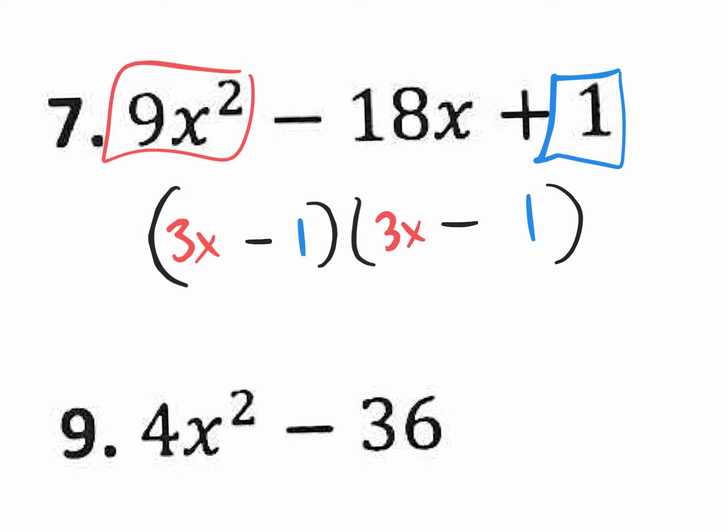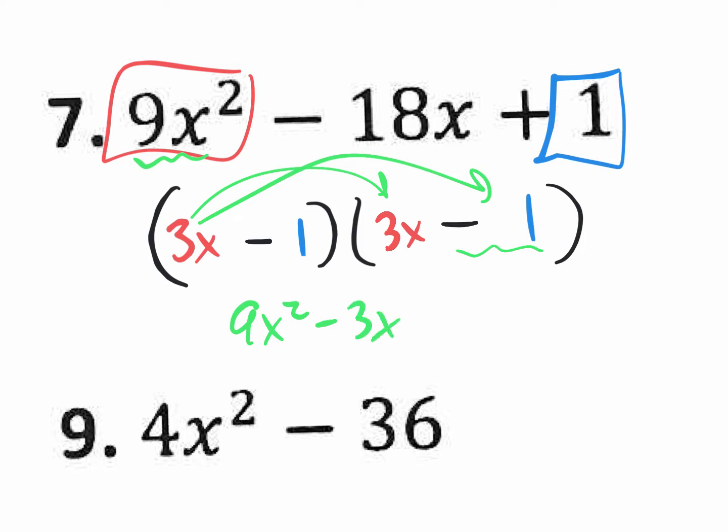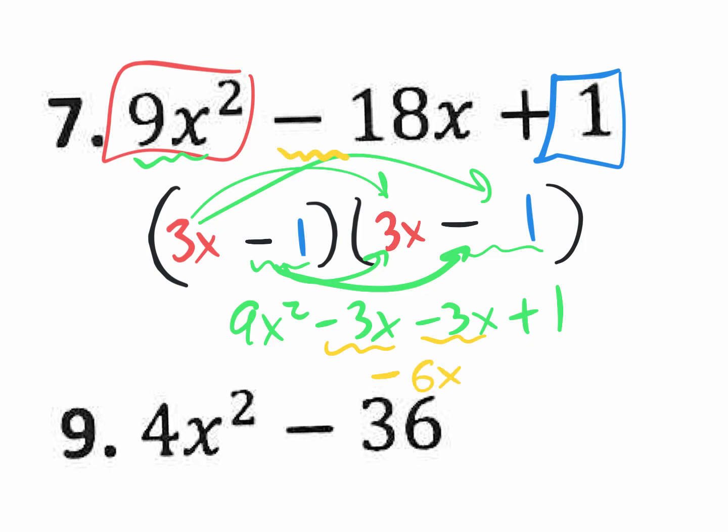So let's distribute 3x times 3x. That is the 9x squared that we have right here. But then I go 3x times negative 1. That'll give me a negative 3x. And then negative 1 times 3x. That'll give me another negative 3x. And then negative 1 times negative 1. That'll give me the positive 1. But when I combine the minus 3x and the minus 3x, I get minus 6x. I do not get the minus 18x that we have right here.